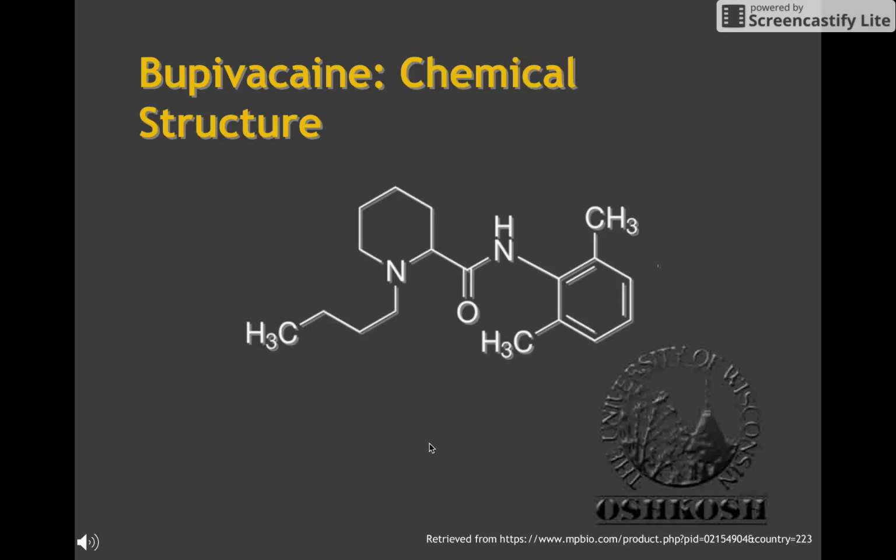Here you can see the aromatic ring on the right and the piperidine nitrogen with the butyl group on the left. The butyl group serves to increase the lipid solubility and the potency of bupivacaine.